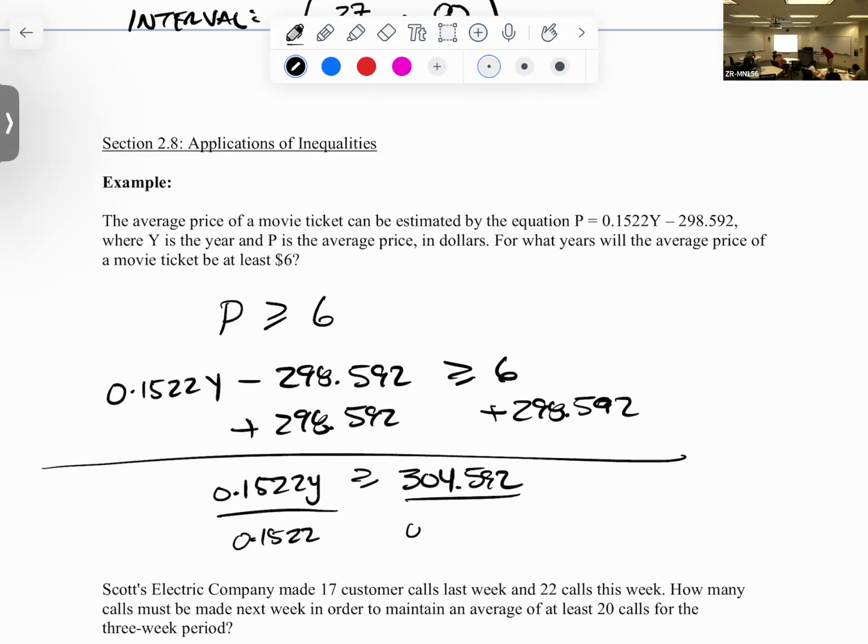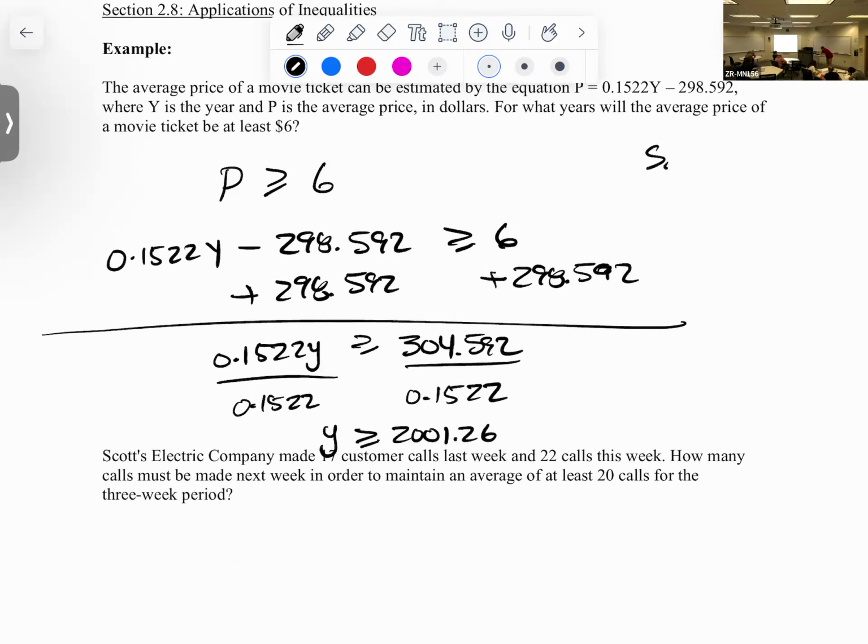And again, it does not matter. Everyone's always like, oh my God, the numbers aren't nice. With real problems, there are much fewer nice numbers. It is just a number. All right, that gives us Y greater than or equal to 2001.26. And leaving that as an inequality, there is definitely no graphing here.